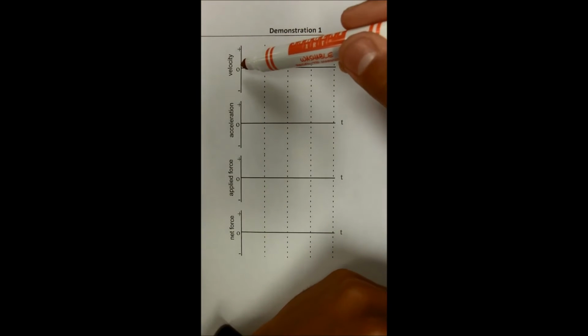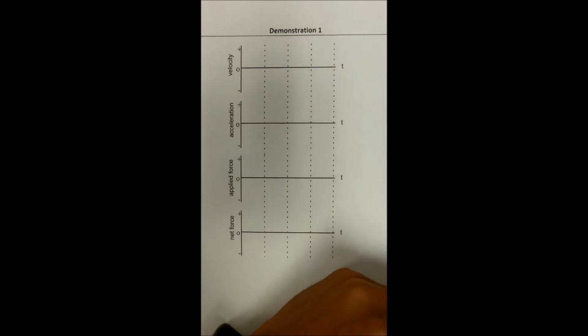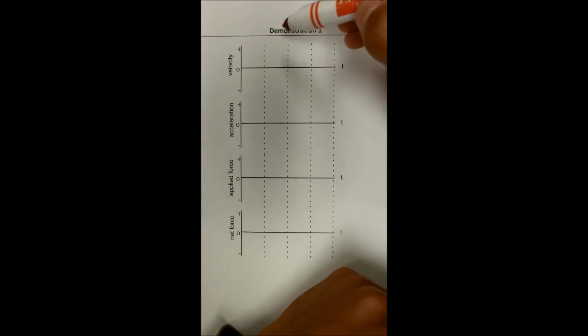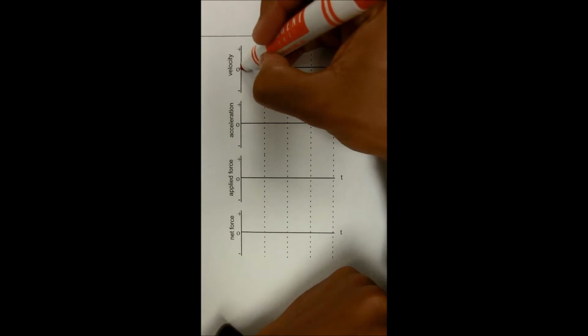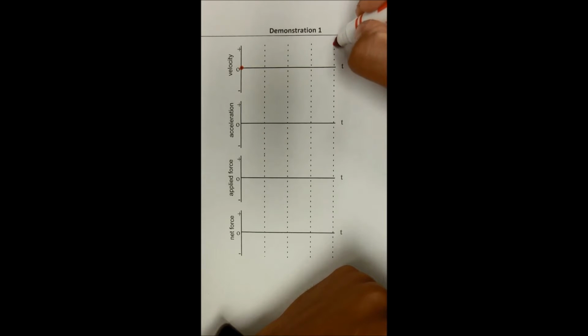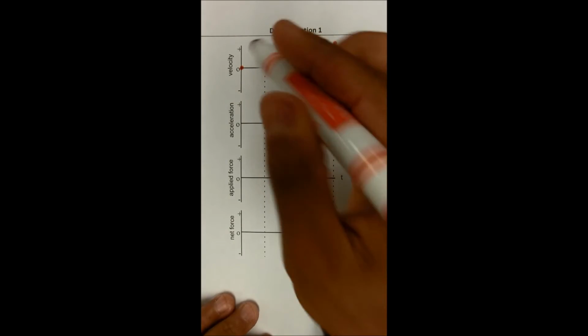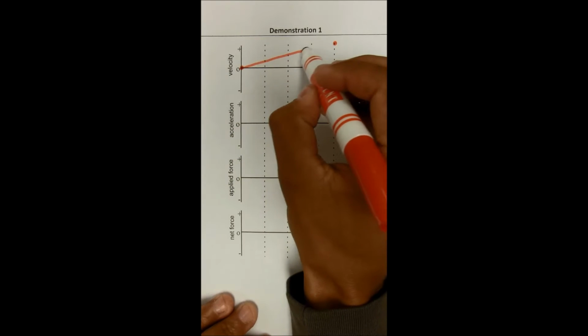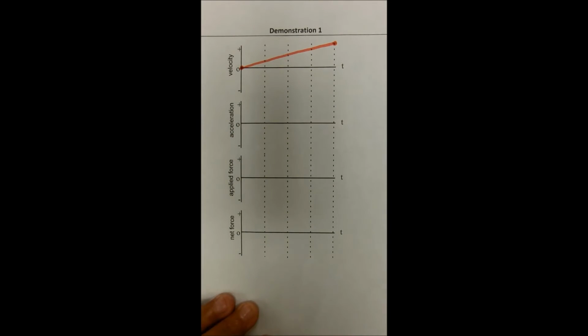Recall in demonstration 1 how the car started off with a velocity of 0, and by the end of the scenario it had a velocity that was not 0. Additionally, it was moving away from our 0, away from our sensor in the positive direction, so our graph is going to be up here. And if we know that it started out at rest and that it ended at not rest, then our graph should look something like that for velocity versus time.